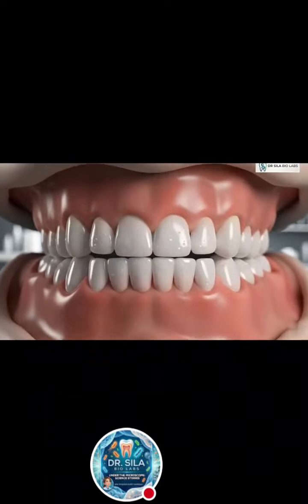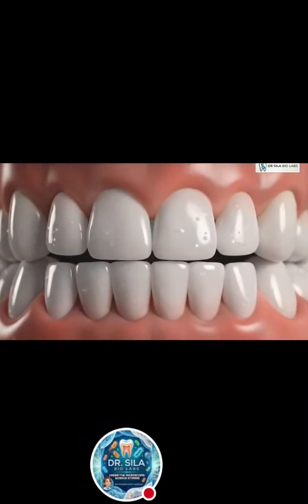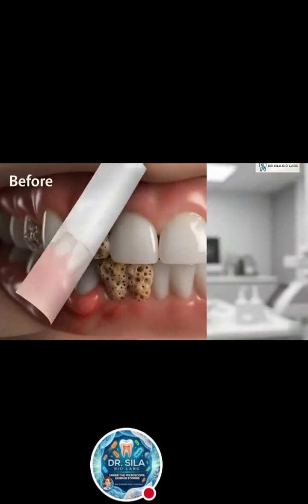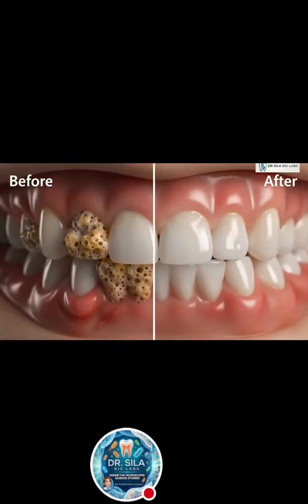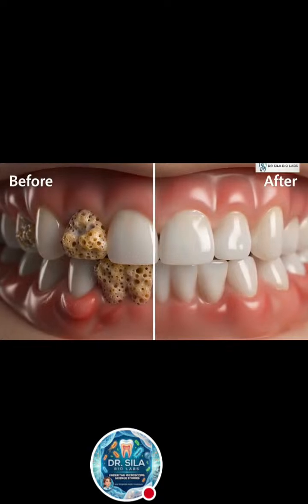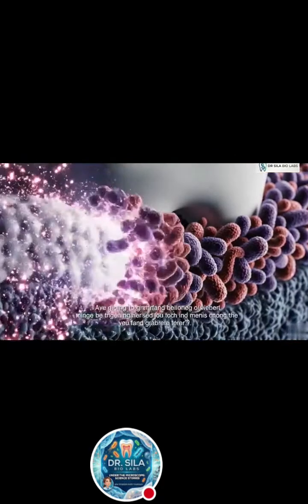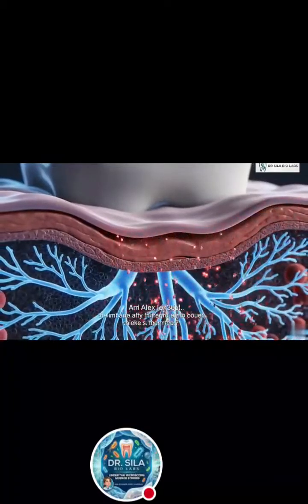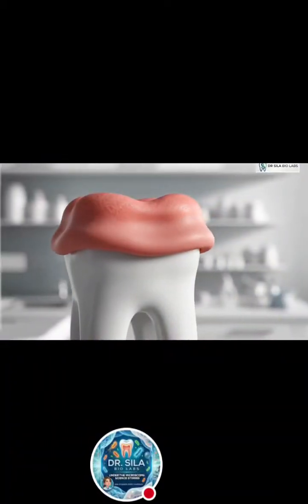Once scaling is complete, the healing process begins almost immediately. For the first time in months or even years, the gums are no longer surrounded by bacterial deposits and calculus. The bacterial burden is significantly reduced. As the source of irritation is removed, inflammation begins to decrease. This healing can make the gums appear slightly smaller than before treatment.